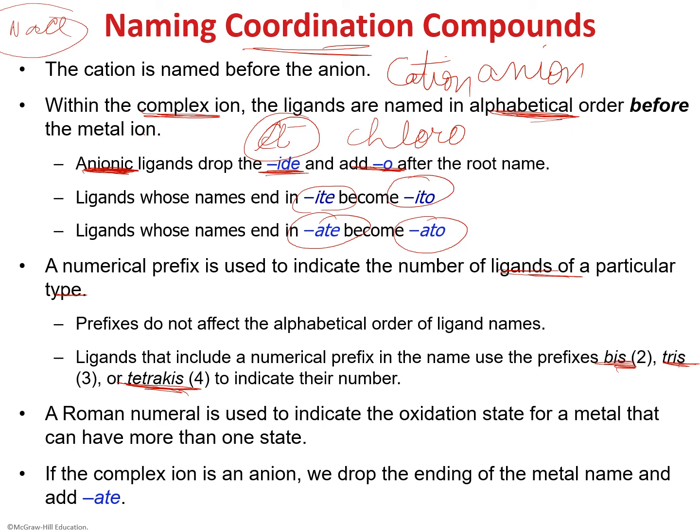Again, the bis doesn't affect the alphabetical order. Tris doesn't affect it. It doesn't mean that if you put a tris in front of a ligand, it's going to begin with T. Whatever is the name of the ligand, that determines the alphabetical order.